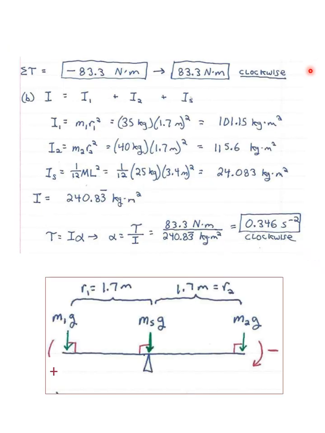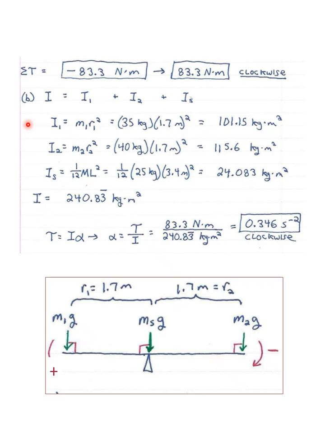All right, this was our result from the previous page, that the torque is 83.3 newton meters clockwise. To find acceleration, if you go to the bottom here, the middle of the page, the relationship is torque is moment of inertia times alpha, which means alpha is torque over moment of inertia. So we need to find the moment of inertia. You can look at the picture down below to remind yourself of the setup, but the moment of inertia is going to be the contributions of child number 1, child number 2, and the seesaw. So let's take them one by one.